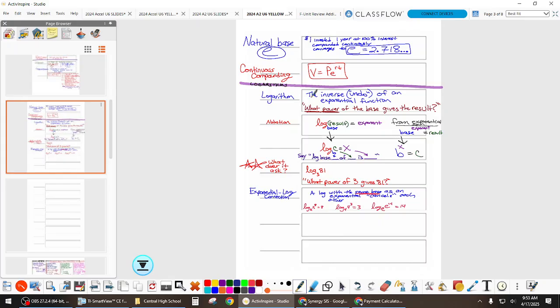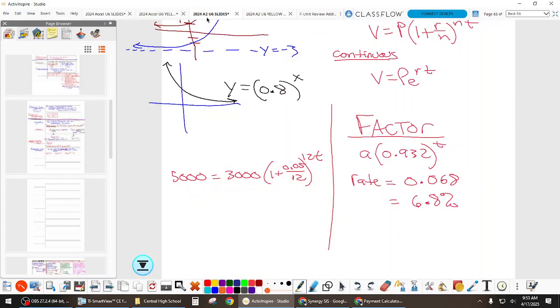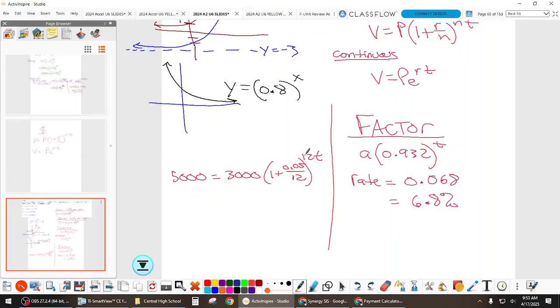Yep, so we defined it as the inverse of an exponential. It answers the question, what power of the base gives the result? So if you're looking at this problem, what power, which is kind of two parts, it's 12 times t, but what power of this base gives 5,000? Now we're starting at 3,000, so what would your first step be to solve this if I asked you to solve for t?